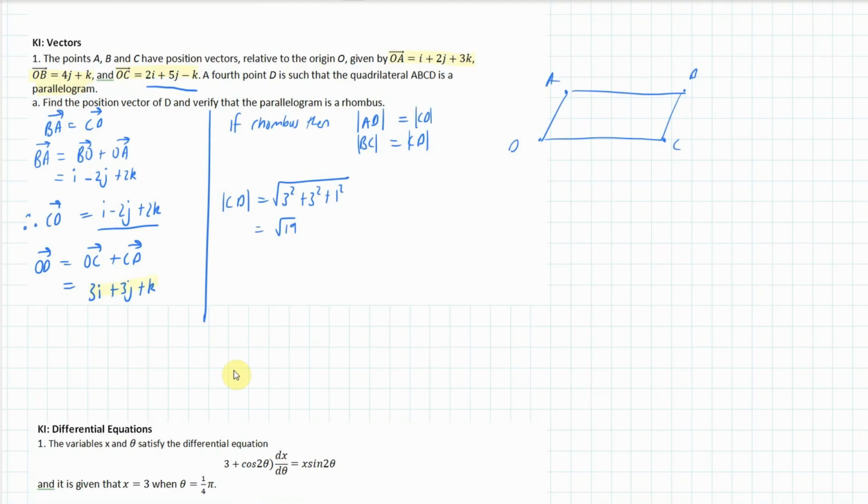Oh, wait a second. That's not CD. That was the position vector of D. I want to take not that. I want to take this. Wake up. So it should be 1 squared plus minus 2 squared plus 2 squared. 4, 8, 9. So that's equal to 3. Now let's do BC.